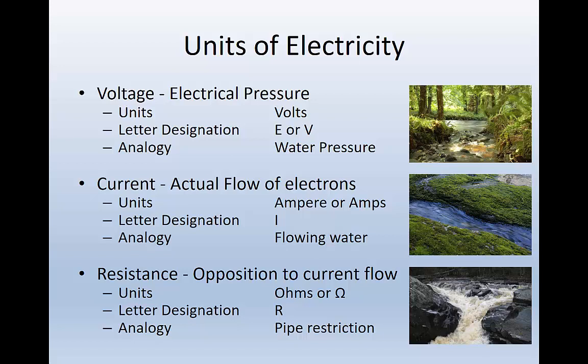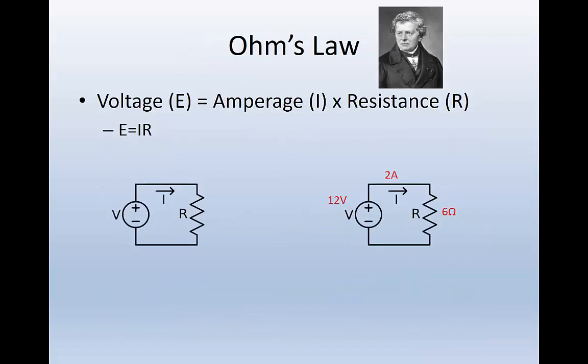At the bottom down here we have resistance. That's our opposition to current flow. Its units are ohms, or we use the omega symbol also. The letter designator for that is R. And the analogy for this would be a pipe restriction in a closed pipe system, or we could think about it like rocks in an open stream causing rapids. And we think of that turbulence as how we lose energy in that system.